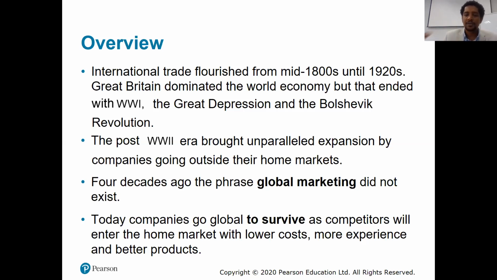Okay, then after the Second World War, this Second World War has brought unparalleled expansion by companies going outside their home market. Okay, so a great movement into international trade has started after World War II. Okay, so 4 decades ago, for example, in the 1960s or 70s and 80s, global marketing was not that famous. Okay, because as we have said, global marketing goes with international trade. So global marketing became very famous when international trade became very common. Okay, and international trade, even though it started a long time ago, became very dominant recently.